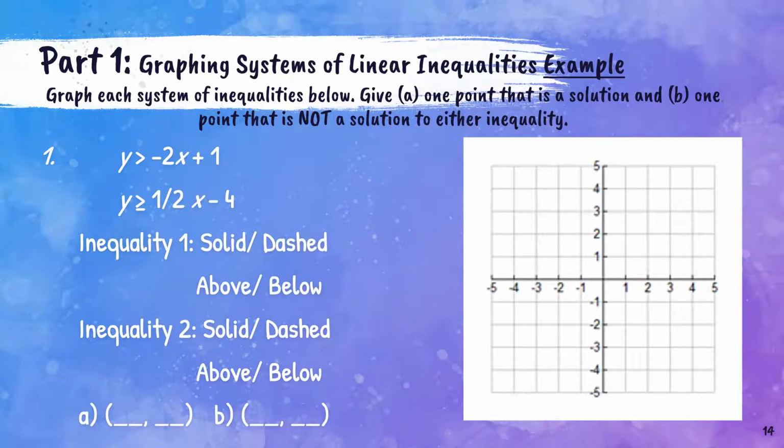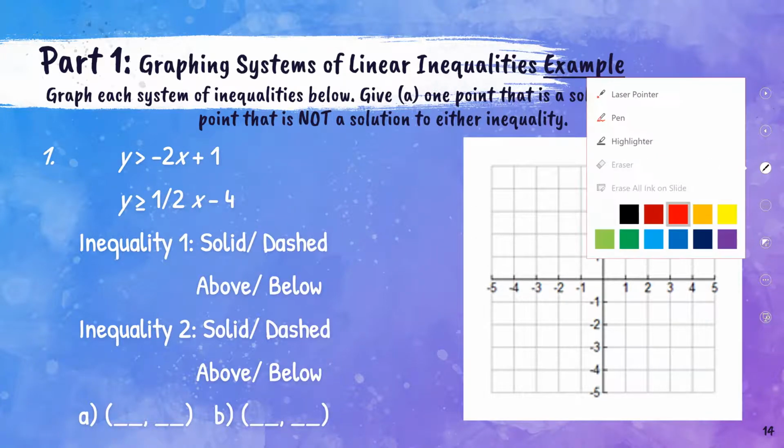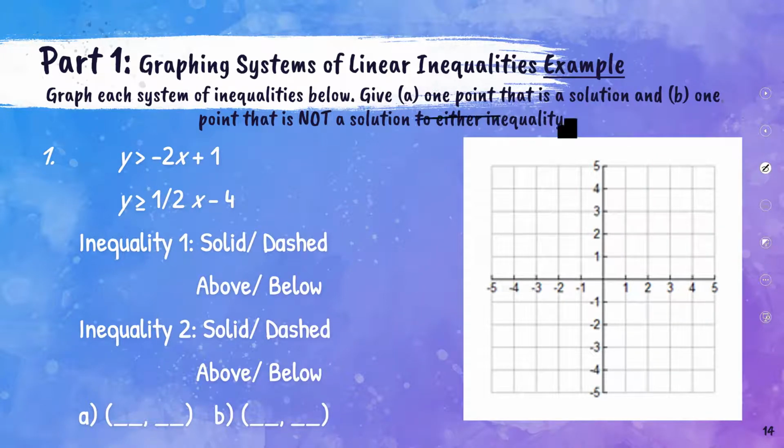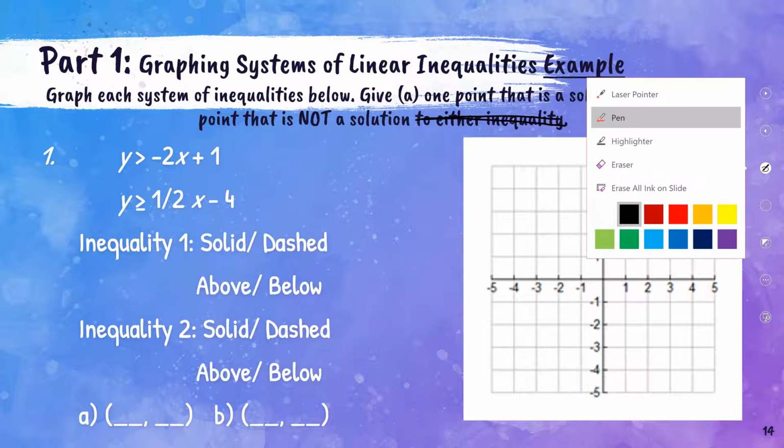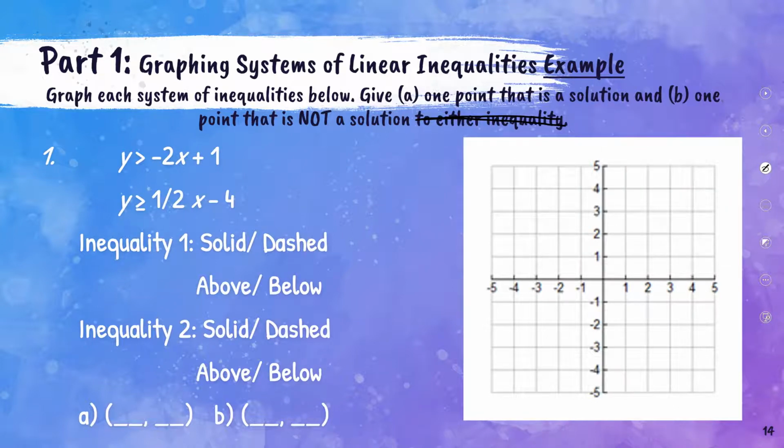So this first question says, graph each system of inequalities below. Give a point that is a solution, and then give a point that's not a solution. I'm going to scratch this part out and just say not a solution to the system. So I have y is greater than negative 2x plus 1. I'm going to use this as my first inequality.